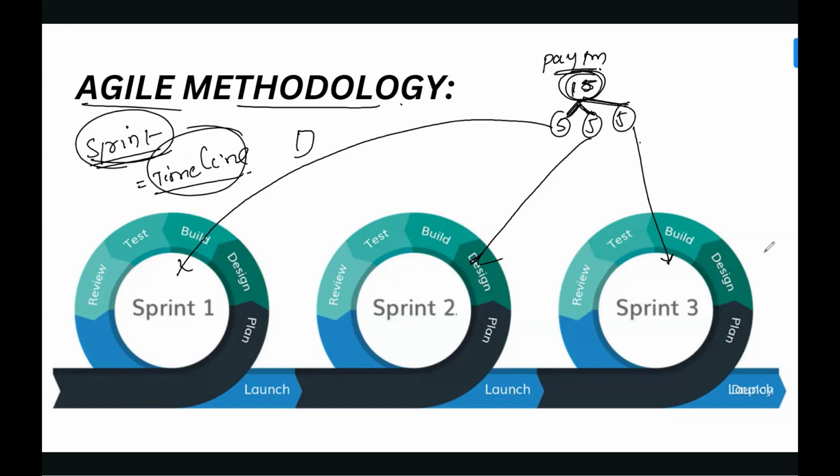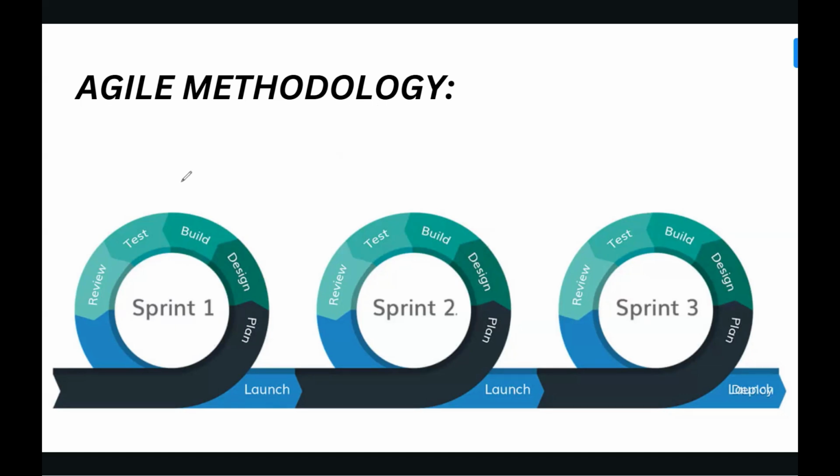Now my question is, what about the drawbacks? So actually the drawback was that we can't go back to the previous step, right? In the Agile methodology, if you have failed in the test part, you can go back to the build phase. Or if you have failed in the build phase, you can go back to the design part. So ultimately, we can go back to the previous step.